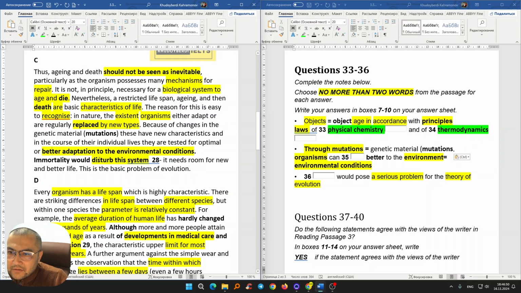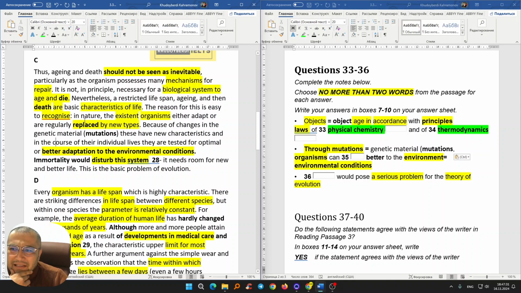Immortality would disturb this system. It needs room for new and better life. This is the basic problem of evolution. So let's read again. Nevertheless, the restricted lifespan, aging, and then death are basic characteristics of life. So first of all, I'm looking for a verb, and if you pay attention here, there is no suitable verb, and that's why I'm trying to pay attention to the previous sentences, right?